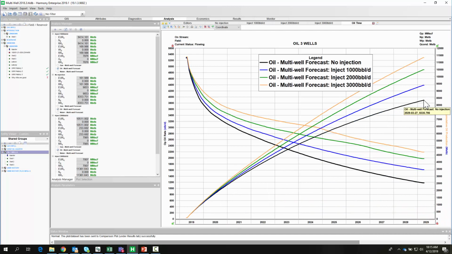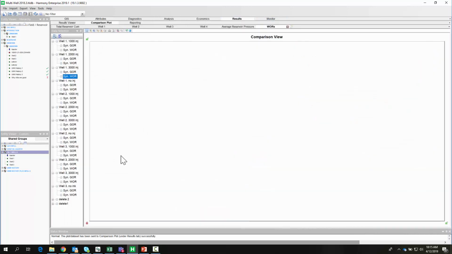The base case is 8 million barrels of oil, 9.3 million, 10.4 million and 11.3 million barrels cum. Okay, let's start looking at those ratios there. So I've gone ahead and set all of these water oil ratios to my comparison plot.